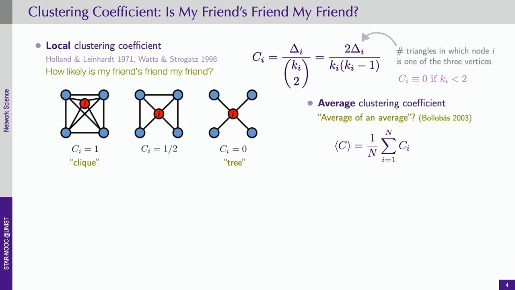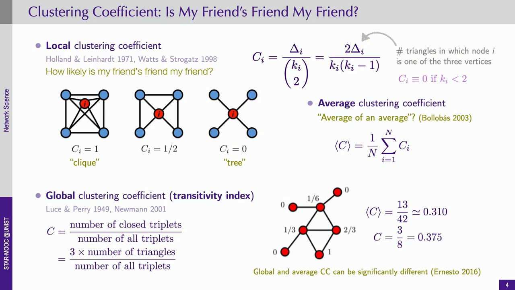In addition to the clustering coefficient of each vertex, we can also think of a representative value, which is the algebraic mean of the local clustering coefficient over all the vertices. This is a handy single number that characterizes the transitivity of a given network. But there is a criticism that this kind of average over an average is often not very informative. If you're interested, you can look up Google with the keyword Bollobás paper, 2003 paper.